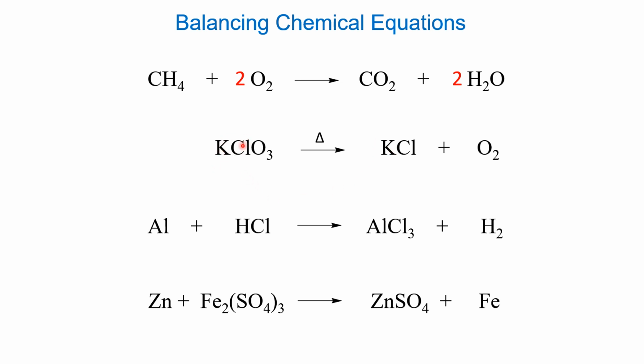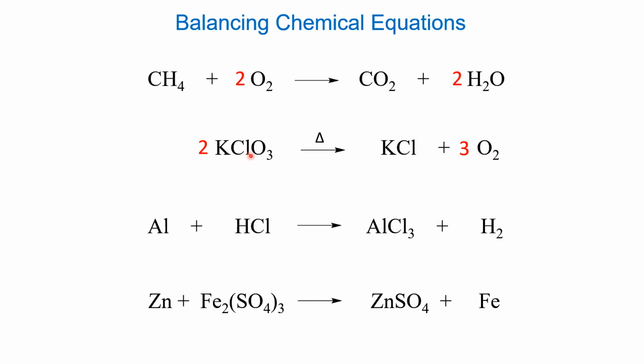Look at the chlorine. Chlorine looks like it's also balanced. 1 chlorine, 1 chlorine. Oxygen, there are 3 oxygen atoms. There are 2 oxygen atoms, so that's not balanced. So to balance this oxygen, we can change the coefficient to 2 for this potassium chlorate, and then change the coefficient here to 3. Now we have 6 oxygen atoms at both sides, so the oxygen is balanced.